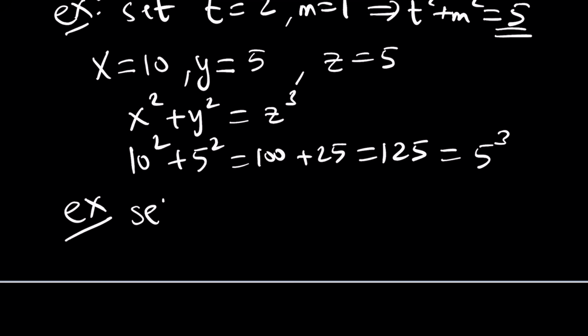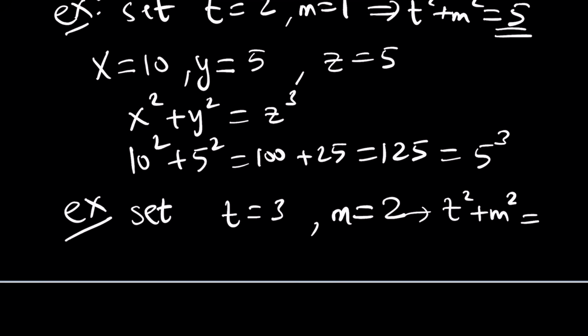Let's go ahead and set another pair of values for t and m. Now let's go ahead and assume that t is equal to 3 and m is equal to 2. Which is going to give us something a little bit more interesting, because here we kind of had some repetition. T squared plus m squared is going to be 9 plus 4, which is 13.